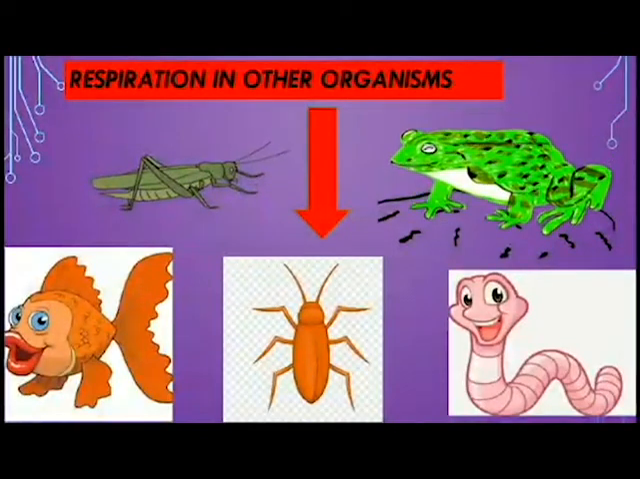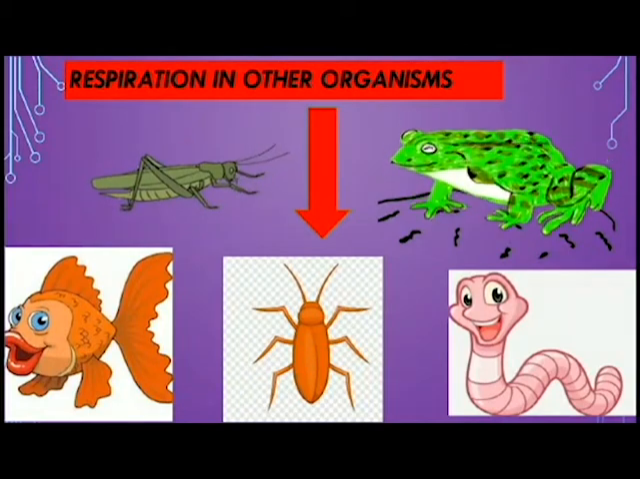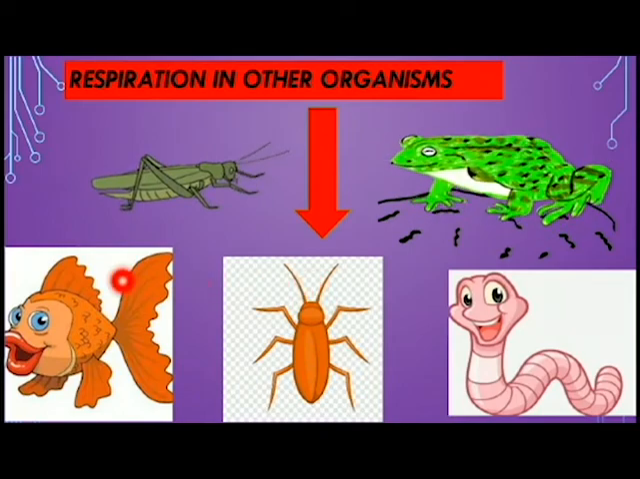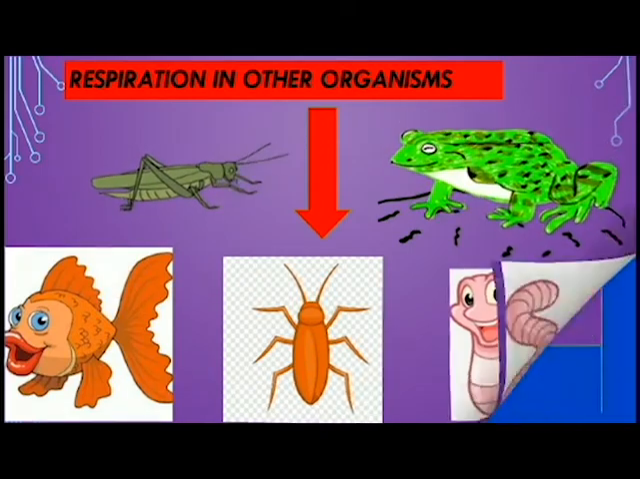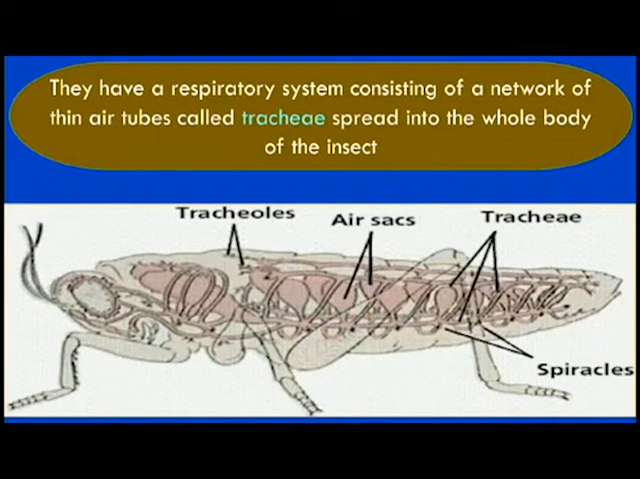Now let us discuss respiration in other organisms like grasshopper, frog, earthworm, cockroach and fish. So children, as we can see, insects like the grasshopper have a respiratory system consisting of a network of thin air tubes called trachea, spread into the whole body of the insect.